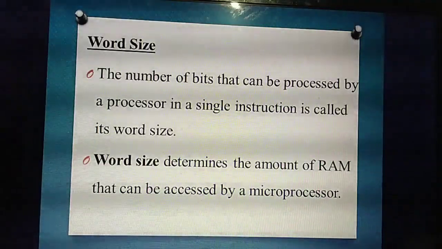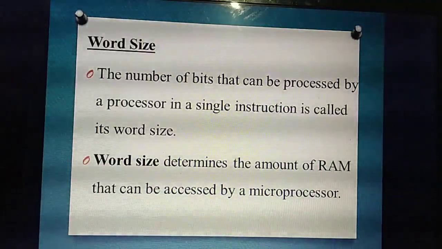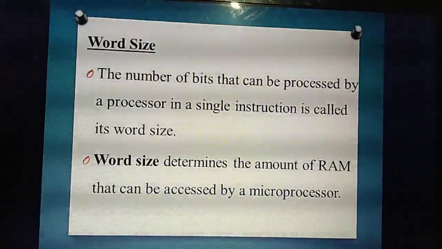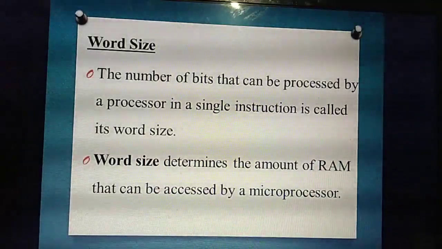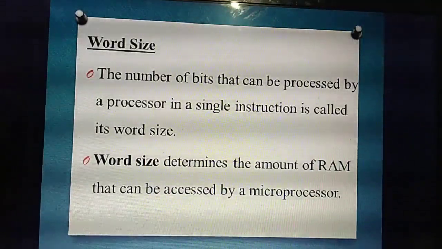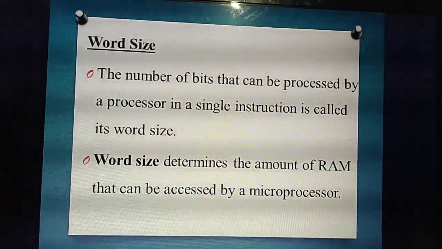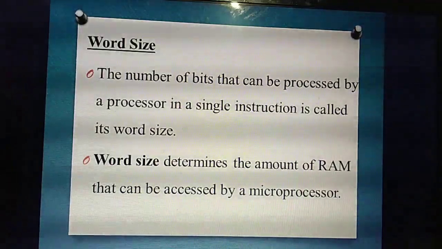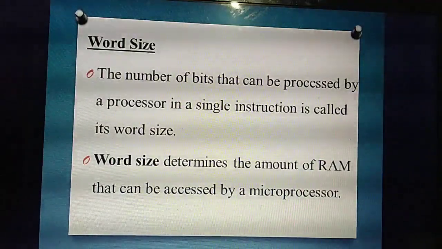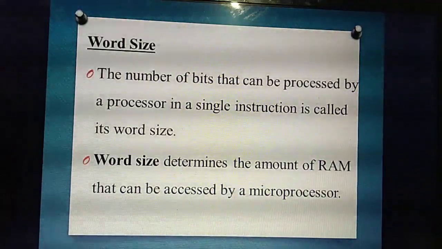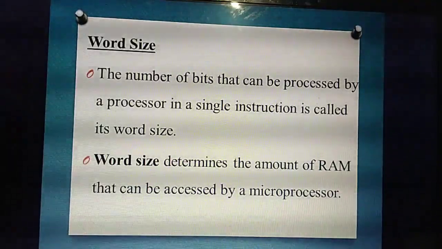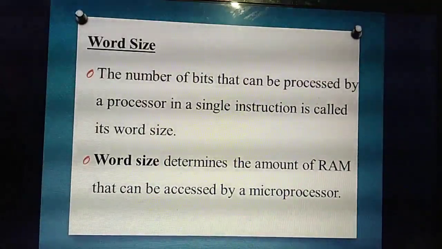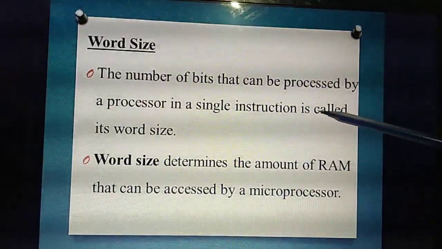So here you are giving many kinds of instructions. In a single instruction, how many bits can be processed by a processor? That is called word size. For example, I am giving the instruction, go straight. How many words are there? 2. Go straight. So a single instruction, what instruction am I giving? Go straight. How many words? 2 words.